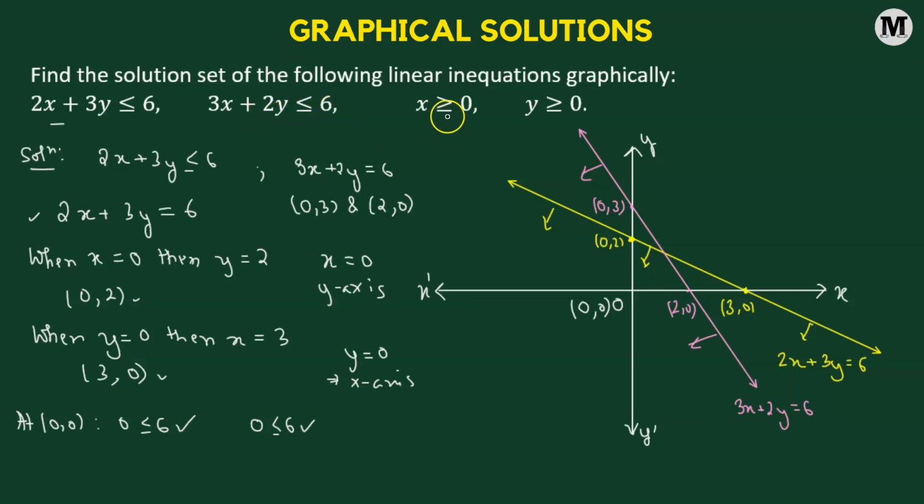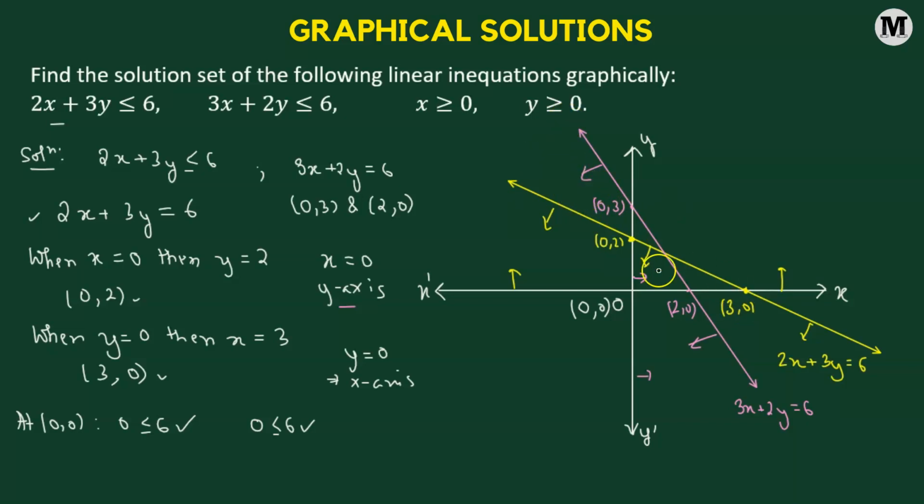Okay, now when we have x greater than or equals to 0, x equals to 0 means it's the y-axis, and x greater than 0 means we are to the right of the y-axis. We have to consider the region that is to the right of the y-axis. Okay, and we have y greater than or equals to 0, so we have to consider the region which is above the x-axis. So that is going to give us all the values of y that are greater than or equals to 0.